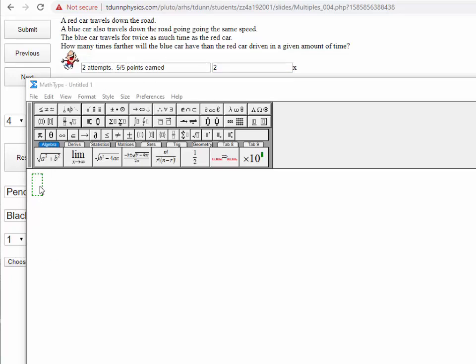So by now, you're probably starting to see a pattern. The distance the red car goes is the speed times the amount of time that the red car goes. The blue car was going twice as fast. If we double the speed, what we do to one side of the equation, we must do to the other. We've doubled the distance.